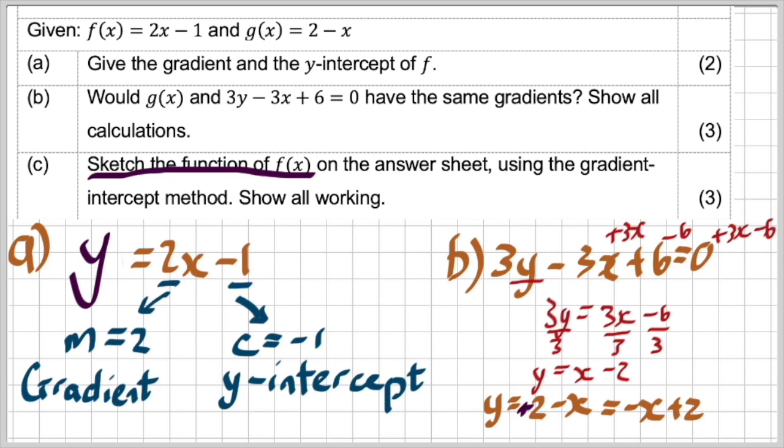Let's look at what we can read off. First of all, in the y equal to x minus 2, I can read off that the m value is 1. So the gradient's value is 1. In the g(x), the m value is negative 1. So are the gradients the same? No, they're not. And there we've got our answer. So for us to compare gradients and intercepts, we must get it in standard form first.